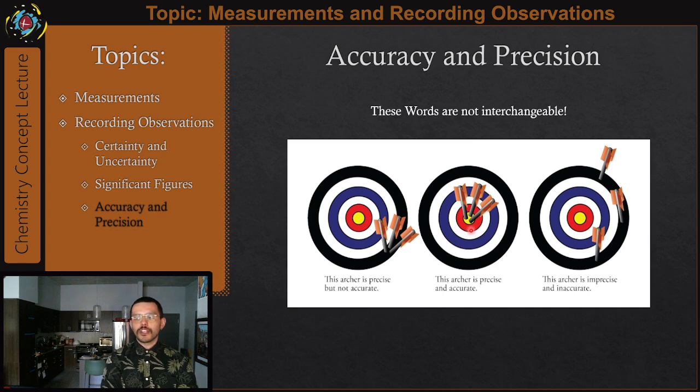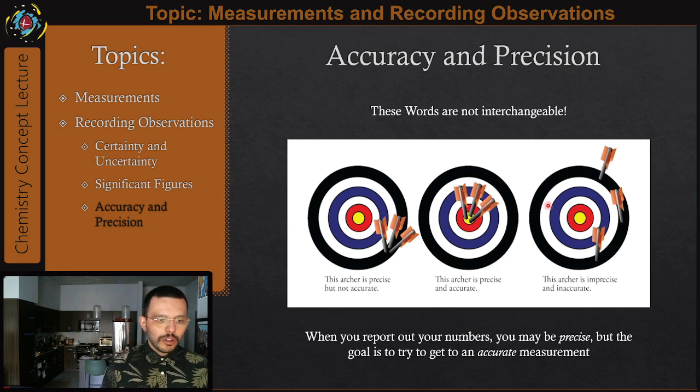So if you have a bunch of significant figures that are close to each other, you can say that they're precise. If your significant figures compared to the real value are similar, you can say that you are accurate. When you report out your numbers, you may be precise, but the goal is to try to get an accurate measurement. That doesn't mean make it up. That's what Henrik Schoen did. That just means do it right. Show things as they are, not as you think they should be.